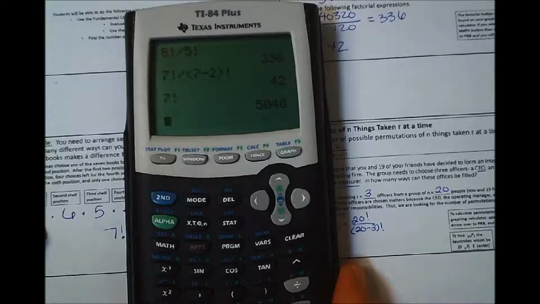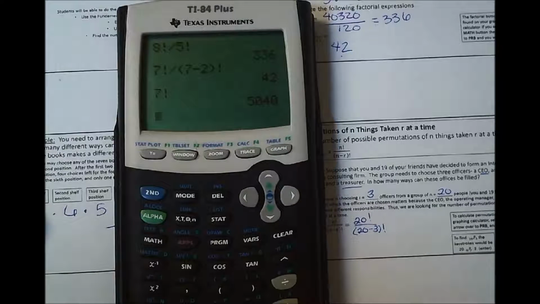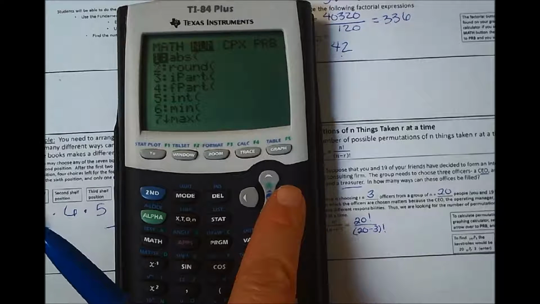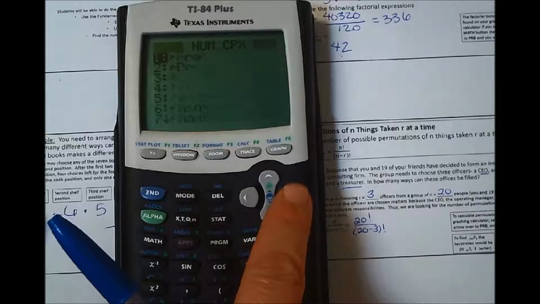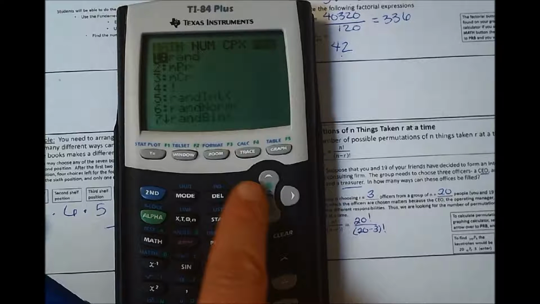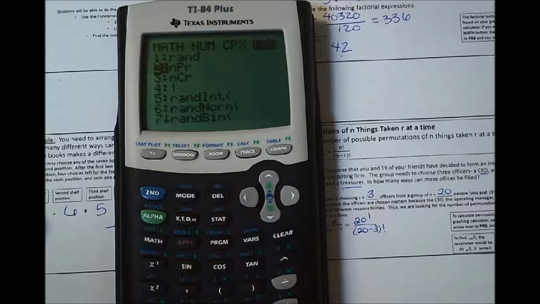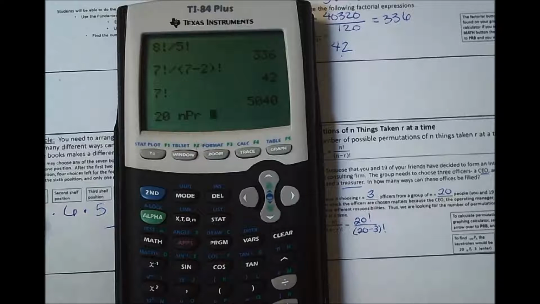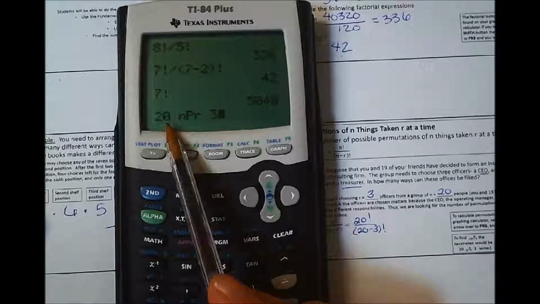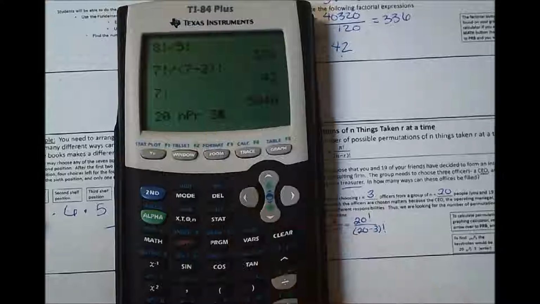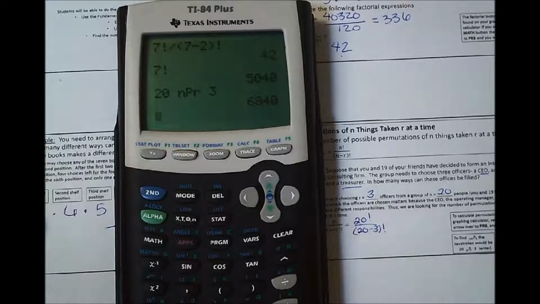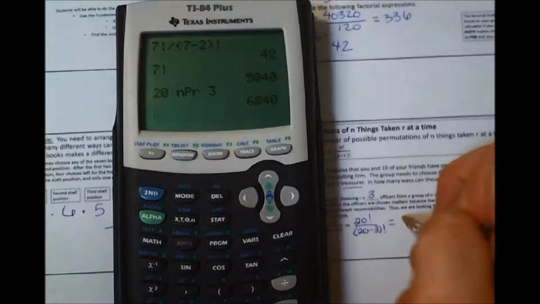You can either go 20, then go to math, scroll over to probability, and then scroll down to number 2, nPr, and our r is going to be 3, so that goes at the end. 20 is your n, 3 is your r. And the answer is 6840.